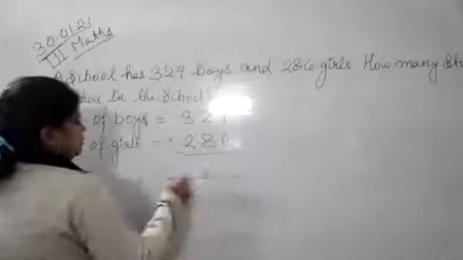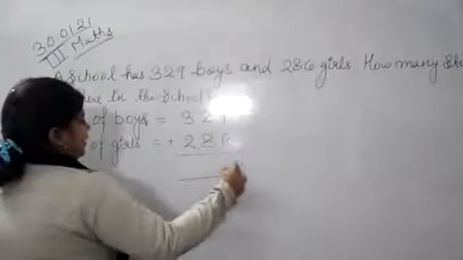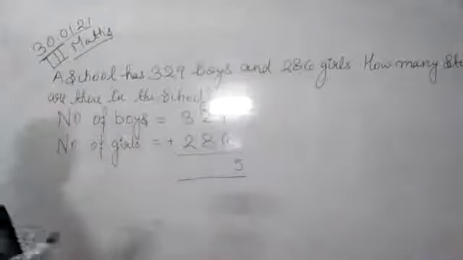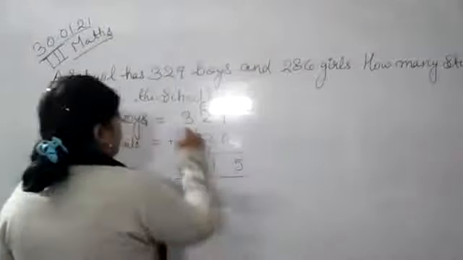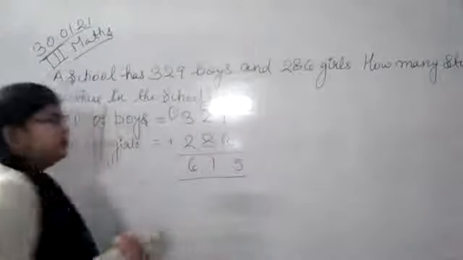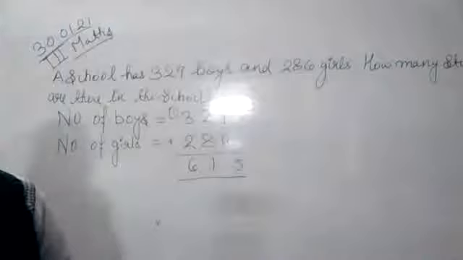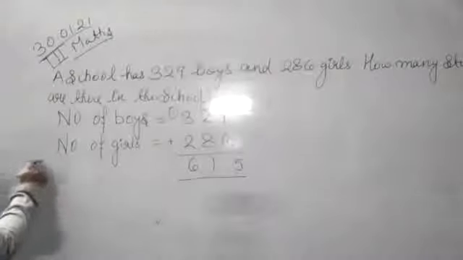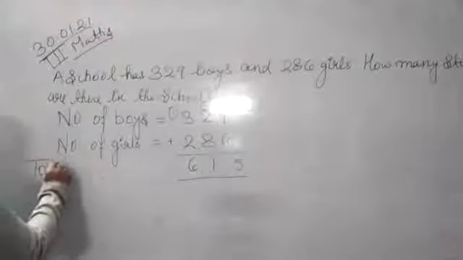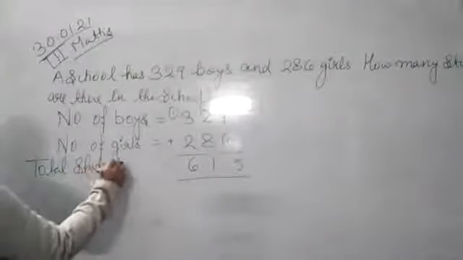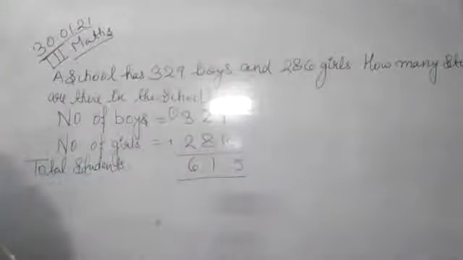The addition. 9 plus 6, 5. Now 8 plus 2, 10, 1, 11. And 3 plus 2, 5, 1, 6. So the right answer is 615. So the total number of students in the school are 615. Last statement we can write like this. Total students. Okay.